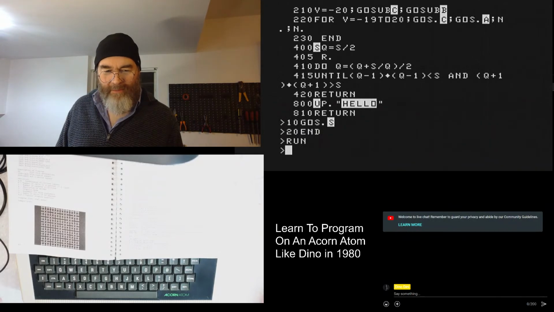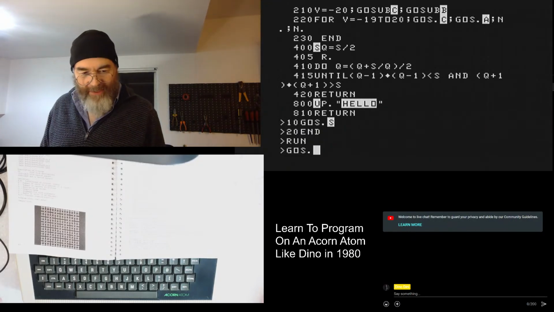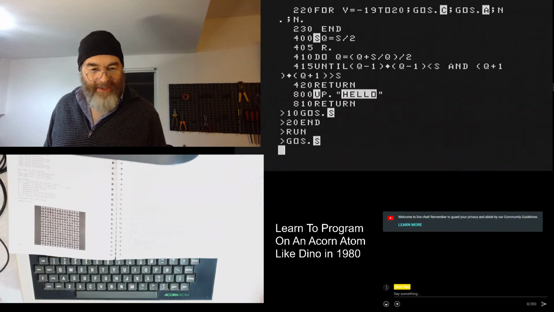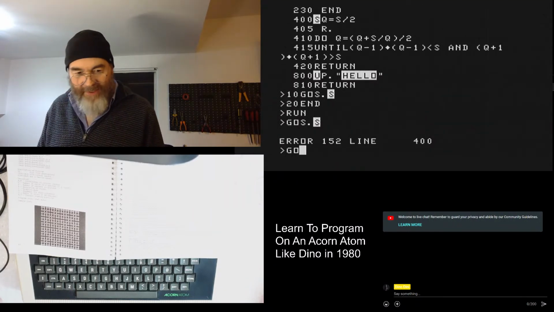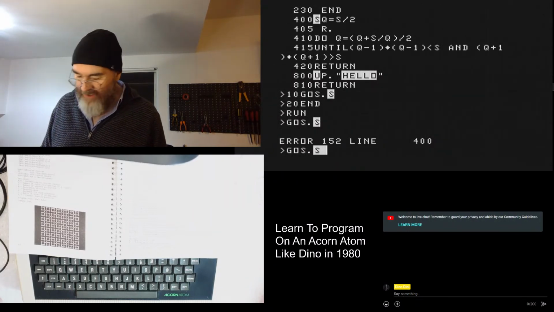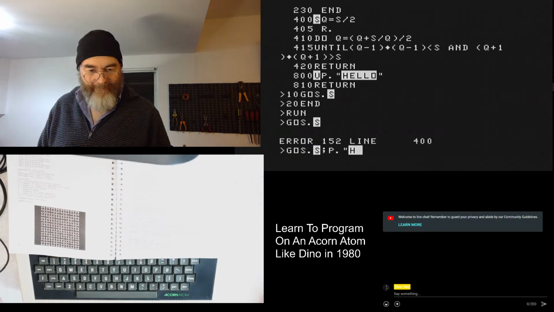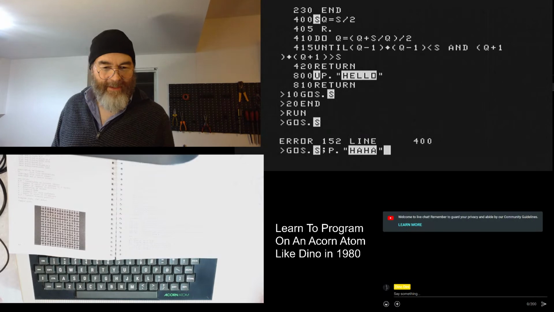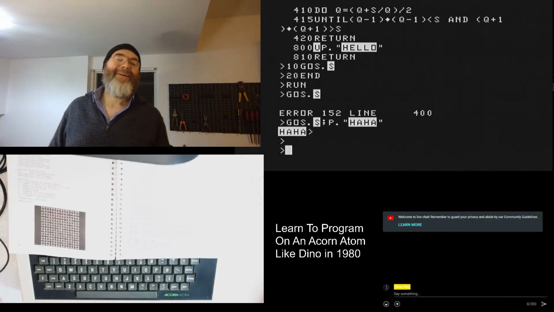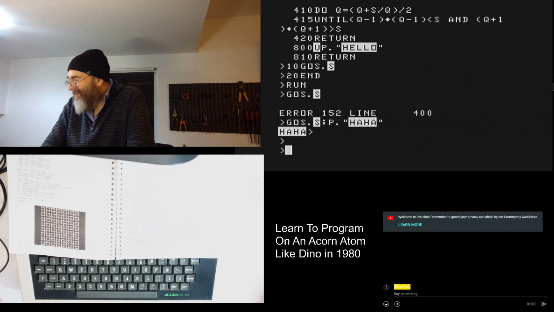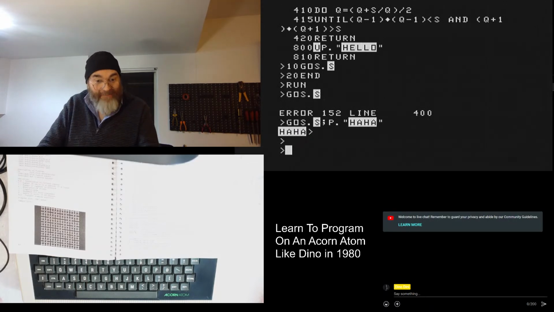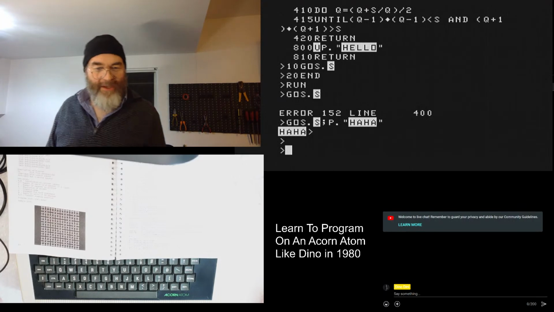Maybe what it meant was, if I do go sub s, I get this error. If I say go sub s semicolon and then do something else, okay, so you can run it in the immediate mode, but you need to follow it with the semicolon.